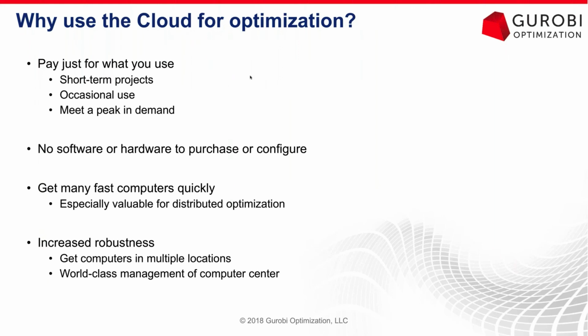So, some reasons to use the cloud for optimization. You pay for just what you use. If you need it for a short-term project or for some occasional use, there's no hardware or software to purchase or configure. You can get that computing power in just a few minutes. It also makes it very, very easy to get distributed optimization algorithms. You also get increased robustness by having the ability to run multiple computers in multiple locations. And the cloud computing environments are world-class computing centers, really held to the highest standard.